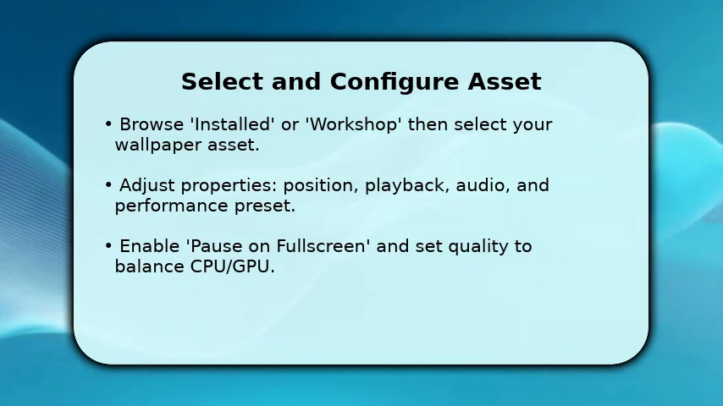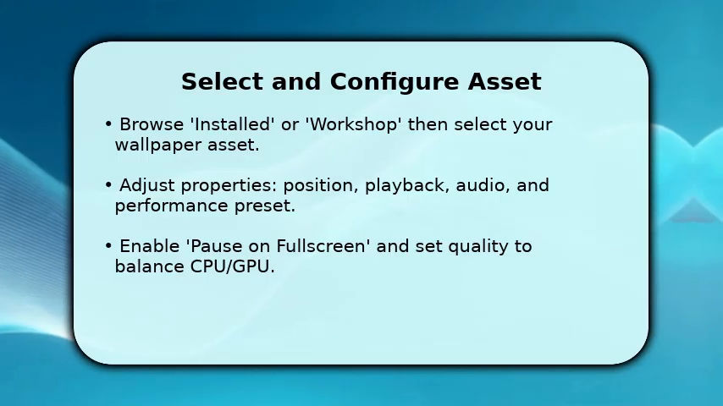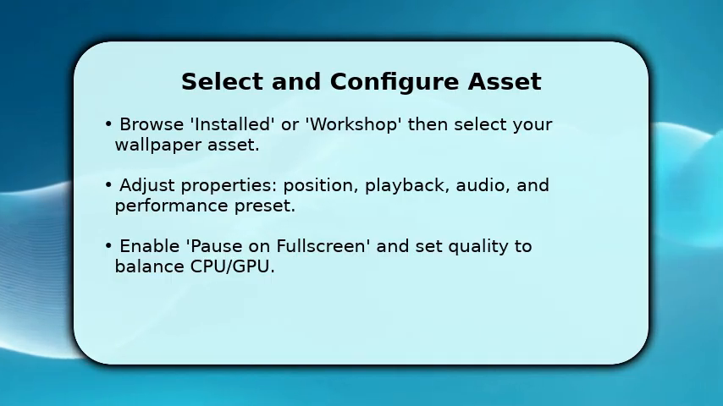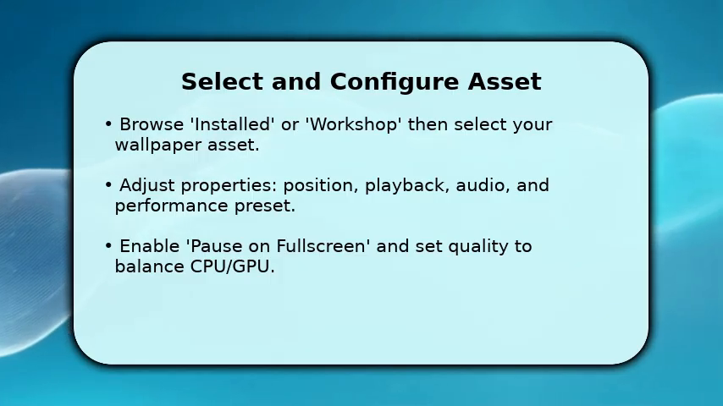You'll see property panels. Adjust position, looping, and audio so the visual behaves correctly. These settings control how the wallpaper looks and uses resources. Then open Performance and choose a preset that matches your hardware, because that affects battery and CPU load.